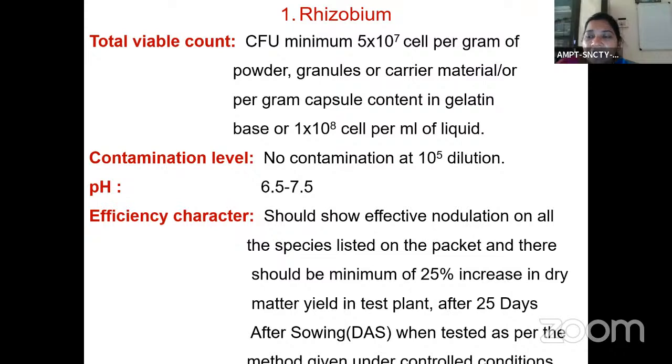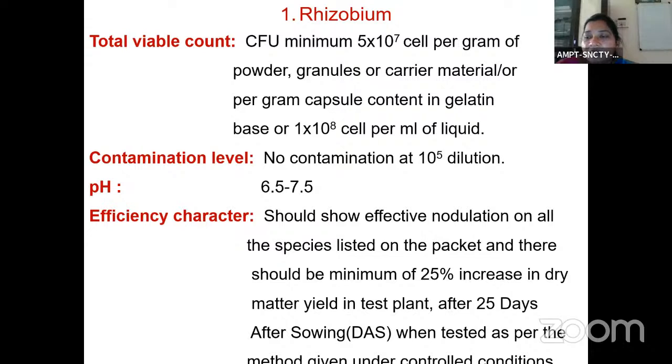For each organism, they have given specifications on how much population we have to maintain. The first biofertilizer, Rhizobium: the count should be 5 x 10^7 cells per gram of carrier-based biofertilizer, or any granules or carrier material, or per gram of capsule content if gelatin based. For liquid, the population size should be 1 x 10^8 cells per ml.